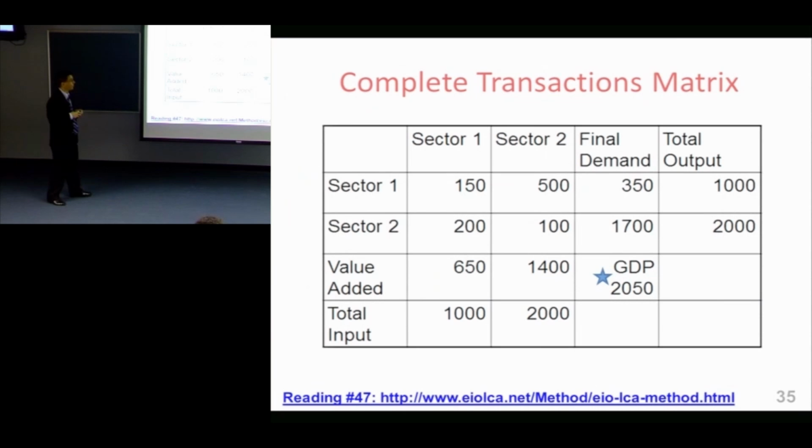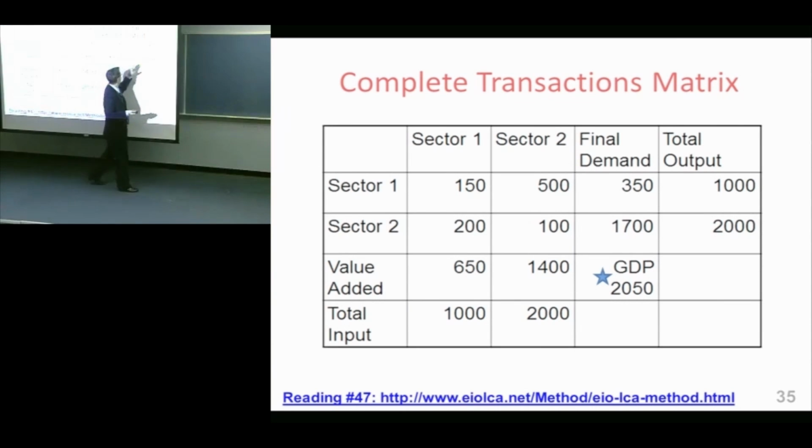Okay, it's a little bigger. So what we're going to do now is just add a column and a row. So when I look at the sales from all the sectors, in this case there are 2 sectors, and I add the consumer demand to it, I get a total output. That's over here in the final column.